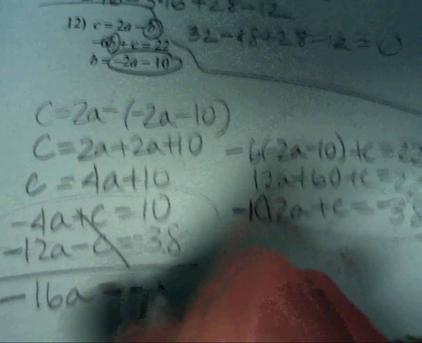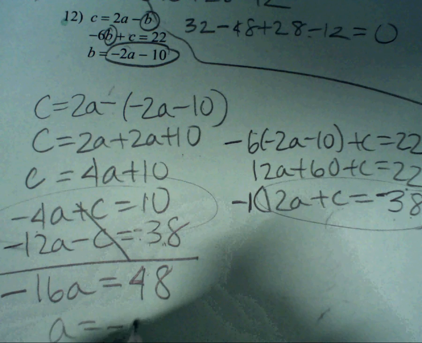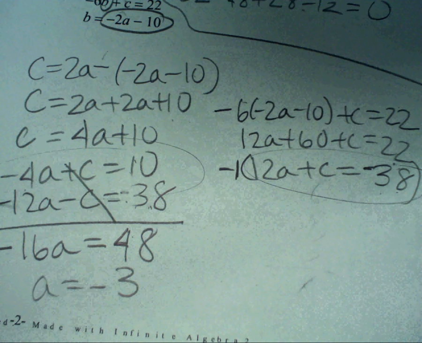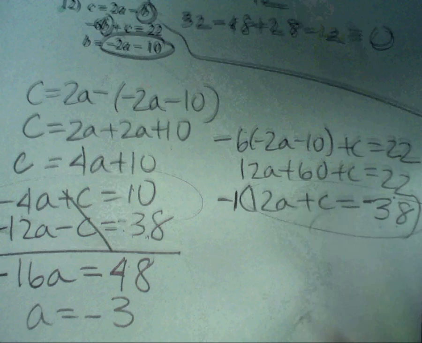So it was negative 38. I changed all the signs so that it made a positive 38. So that should be 48. 38 plus 10. A equals negative 3. So then is there a place to put A for me to find another letter?